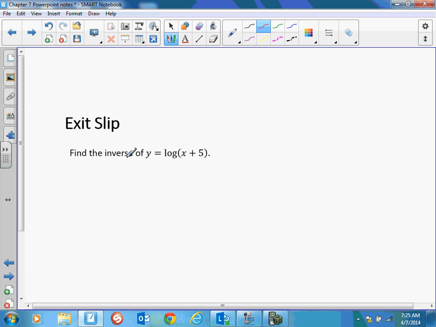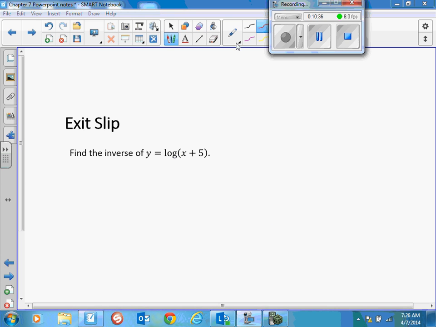All right, so this is your exit slip. Remember on this one, if log does not have a base written for it, it's log base 10. So you could write a 10 in there if you need to help yourself out. Remember, switch x and y and then rewrite in exponential form. Good luck. If you have any questions, email me, and that is it.